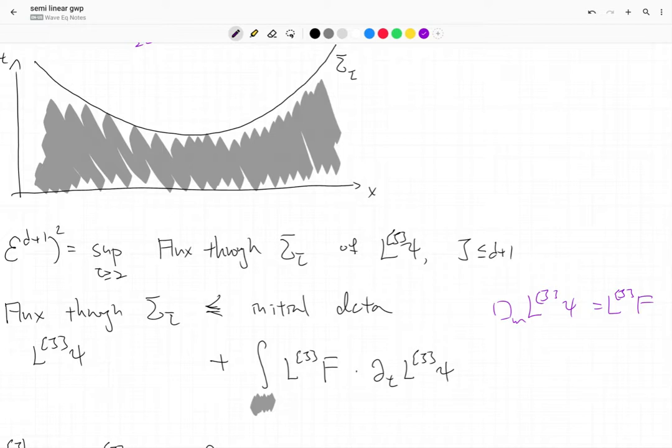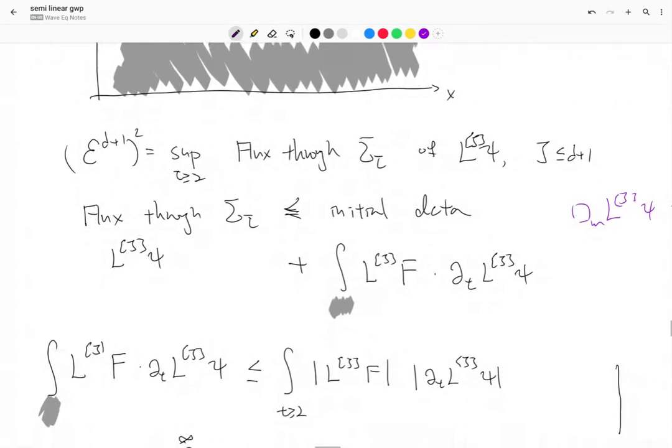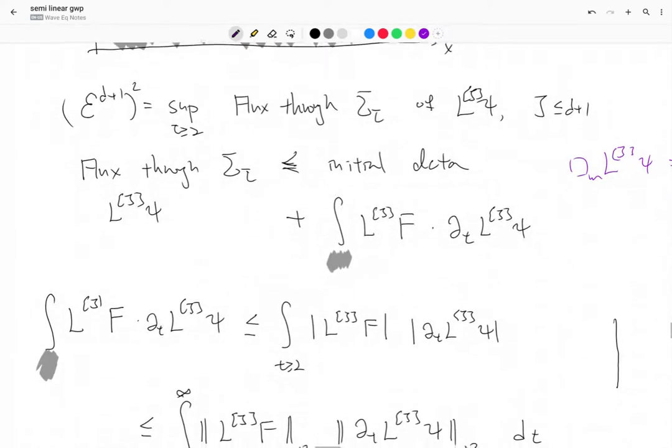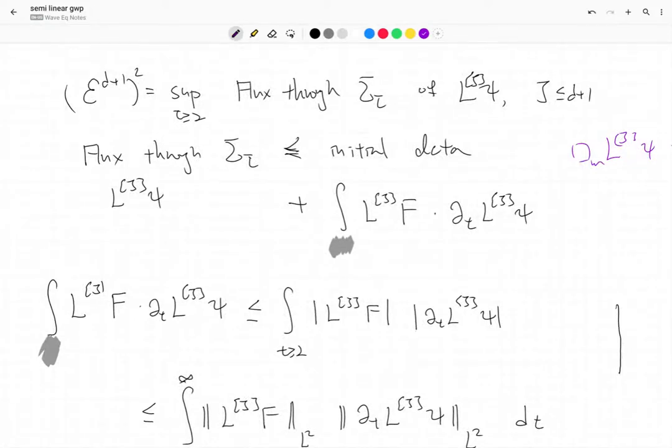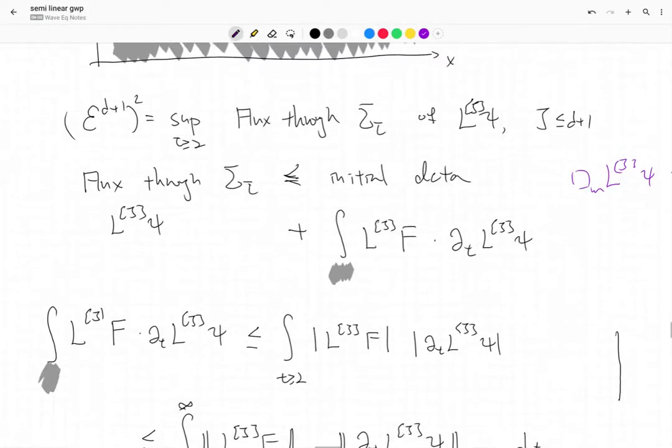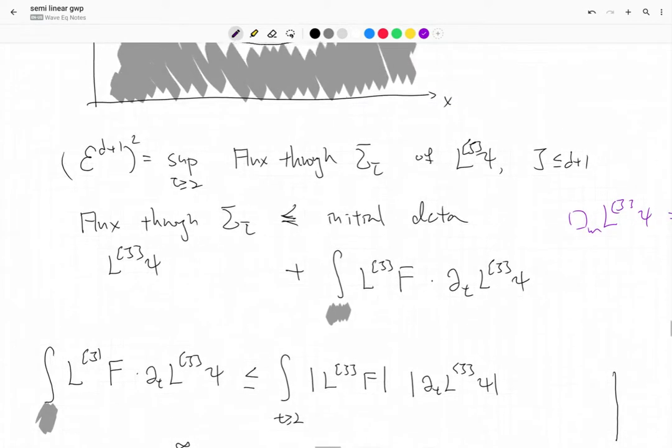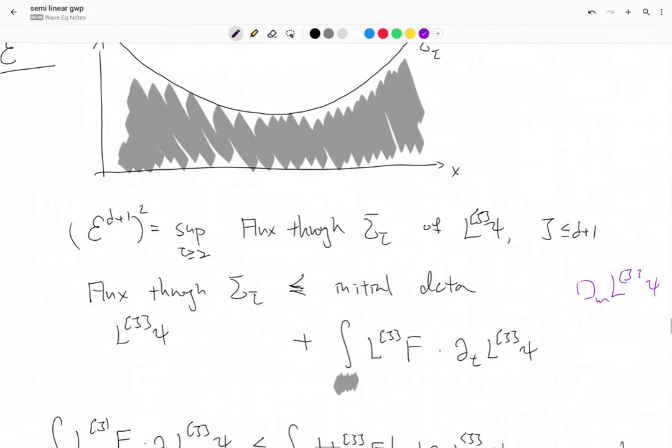So here the gray blob is just saying that we're integrating over the space-time region between 0 and sigma tau. The key here, however, is that we're trying to integrate this thing on the shaded region. First we can take the absolute value, which makes it bigger, and put the absolute value inside. Once we put the absolute value inside, this is an integral over some space-time region.